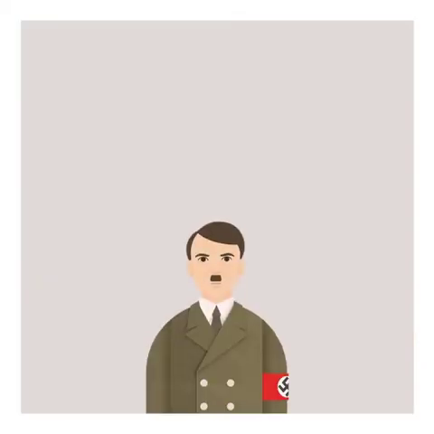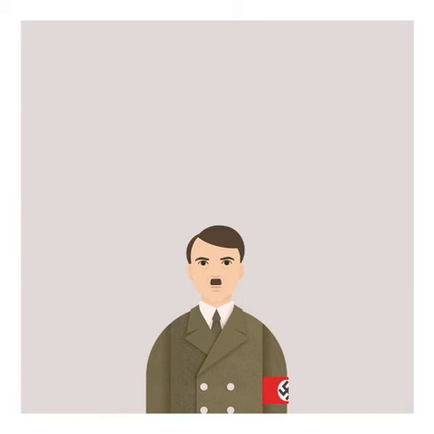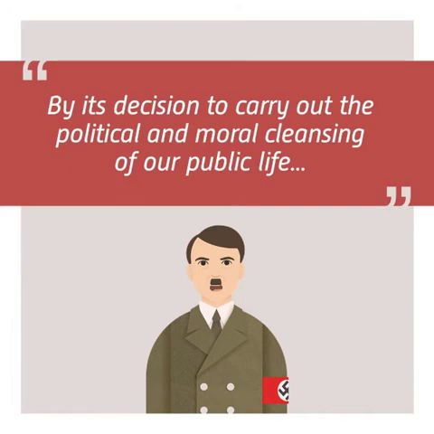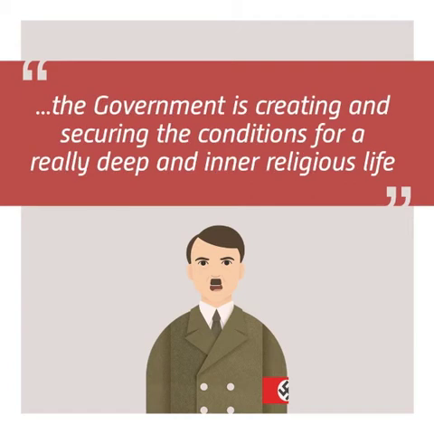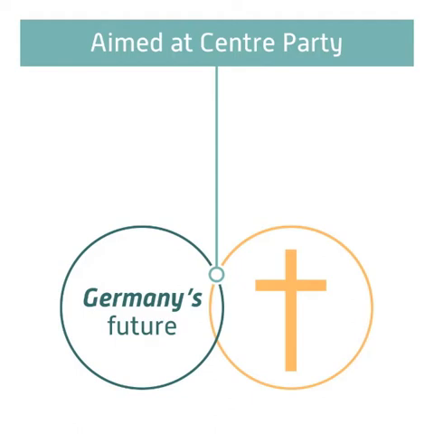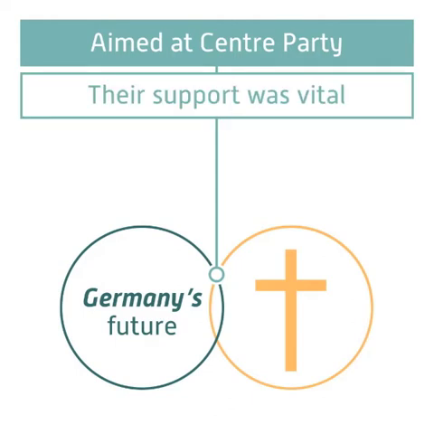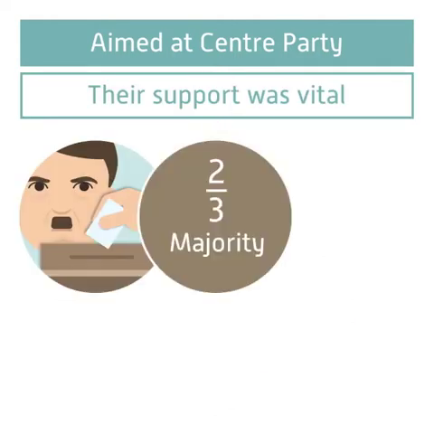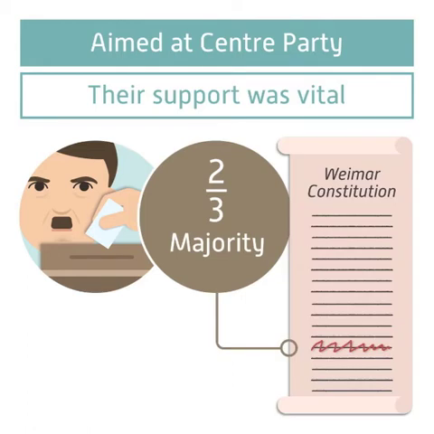The proceedings started with a speech from Hitler, who said, "By its decision to carry out the political and moral cleansing of our public life, the government is creating and securing the conditions for a really deep and inner religious life." The speech clearly linked Germany's future to Christianity. This was aimed at the Centre Party. Their support was vital because Hitler required a 2/3 majority for any bill that altered the constitution to pass.